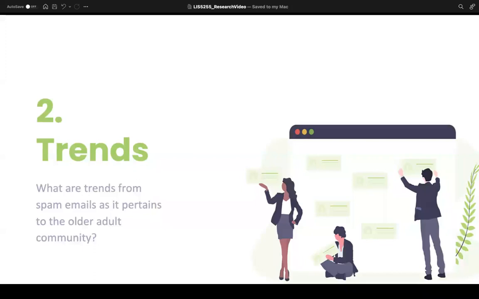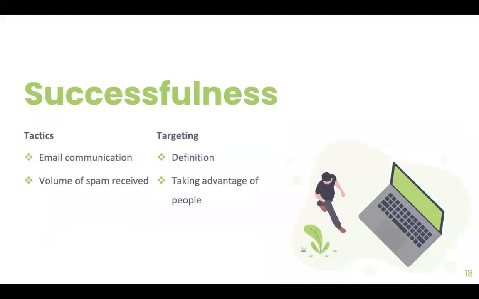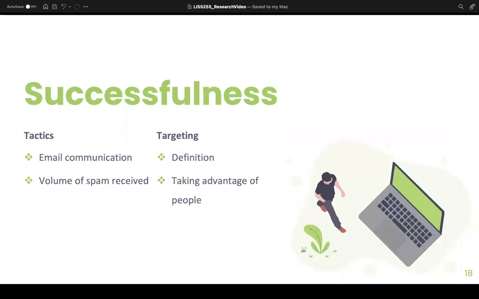Now let's answer the second research question. What are trends from spam emails as it pertains to the older adult community? How are cybercriminal attacks so successful and by what means? Email is the most cost-effective method for communication at less than 1 cent per message.